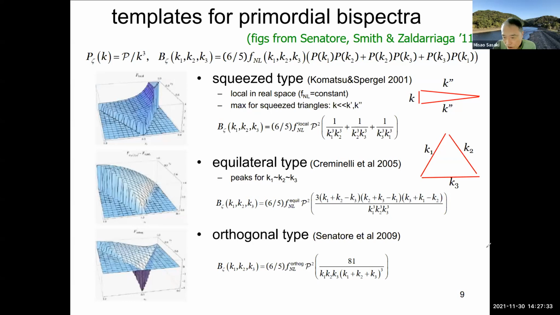So it's something like this. You have some vertical 90 degrees angle. Okay. So people think that essentially these three will represent most of the models very well. So that's why they use these three templates to check if there are some non-Gaussian fields, for example, in the CMB and LSS and so on and so forth. Okay.